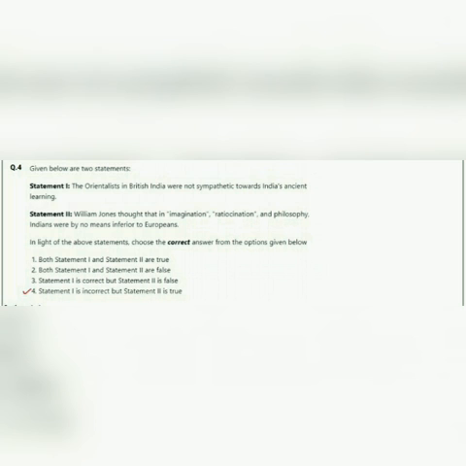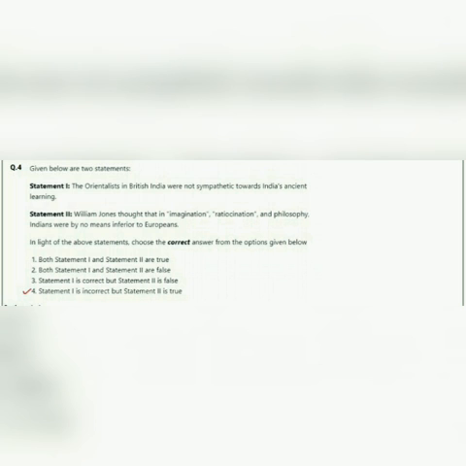Option 1, both statement 1 and statement 2 are true. Option number 2, both statement 1 and statement 2 are false. Option 3, statement 1 is correct but statement 2 is false. And option 4, statement 1 is incorrect but statement 2 is true.